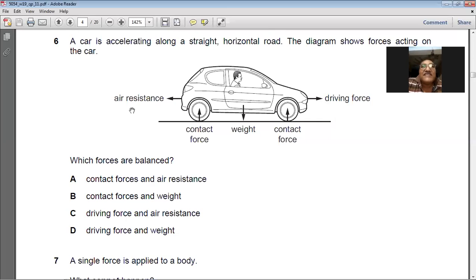Which forces are balanced? In the vertical direction, the weight is acting downward and the contact forces are acting in the upward direction. The driving force and the air resistance are not equal to each other because the car is accelerating. Because the car is neither going upward nor downward, the weight acting downward and the contact forces acting upward are balanced. They are equal to each other. Total contact force is equal to weight.